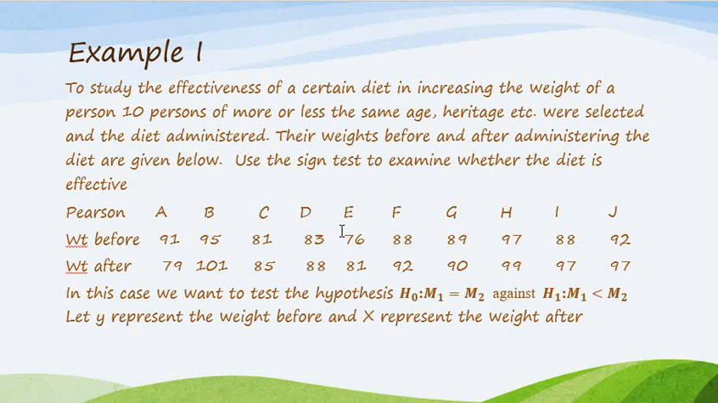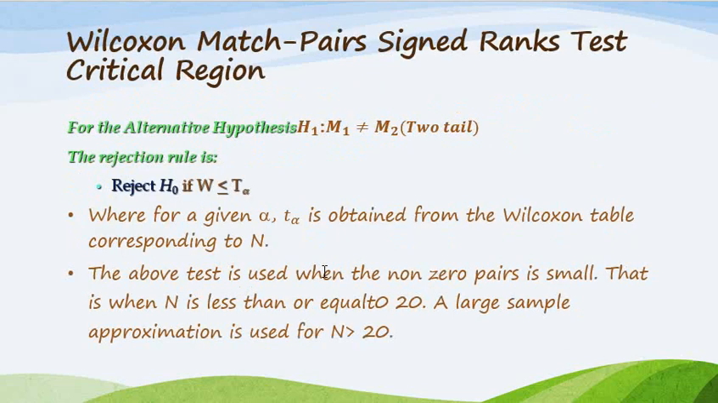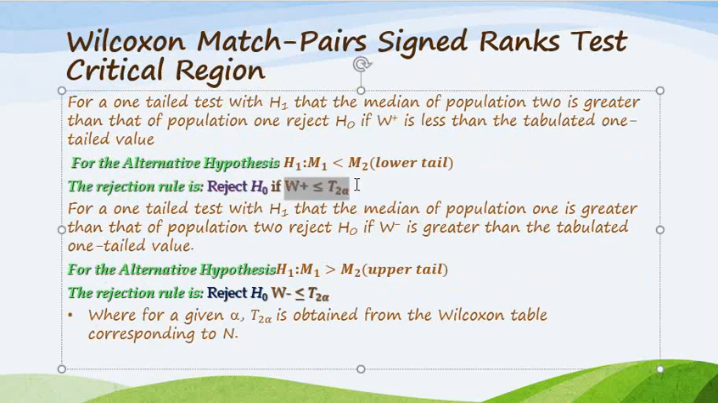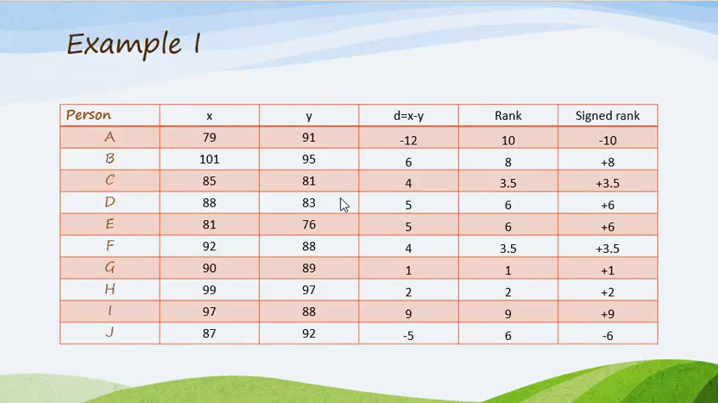We want to test whether the diet is effective or not. In this case, the hypothesis is H0: M1 equal to M2, against H1: M1 less than M2. Since M1 is less than M2, we take W plus as the test statistic, and we reject if W plus is less than or equal to T2 alpha, the critical limit. So let us do the problem.